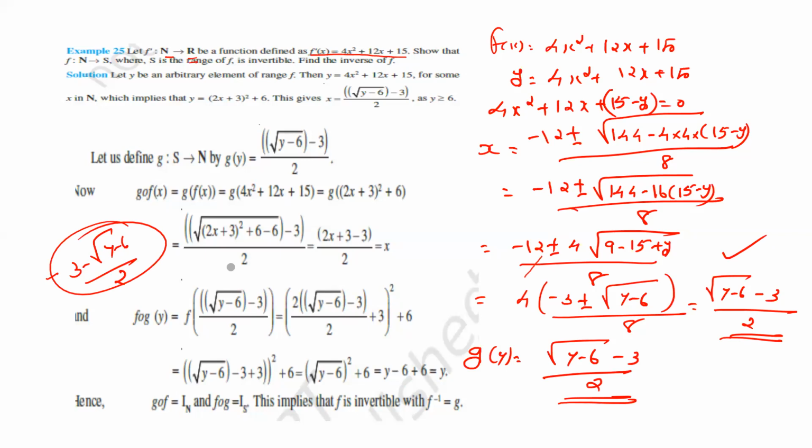Now g composition f of x. What is g composition f of x? g of f of x. What is f of x? 4x squared plus 12x plus 15.